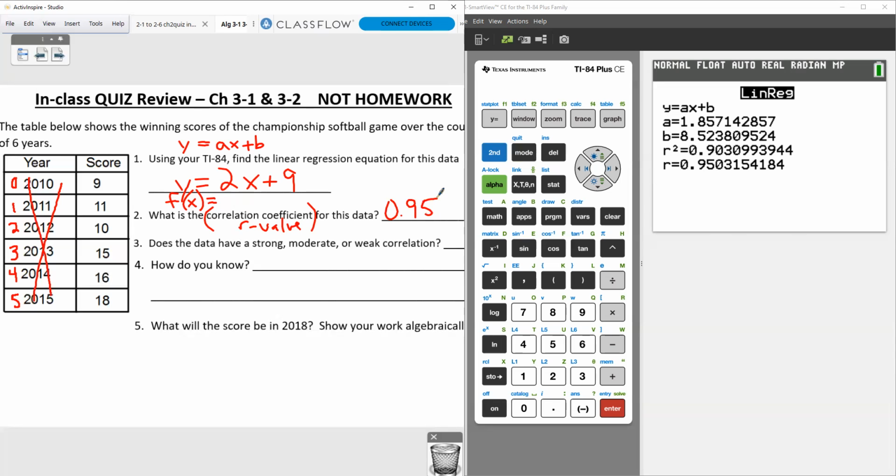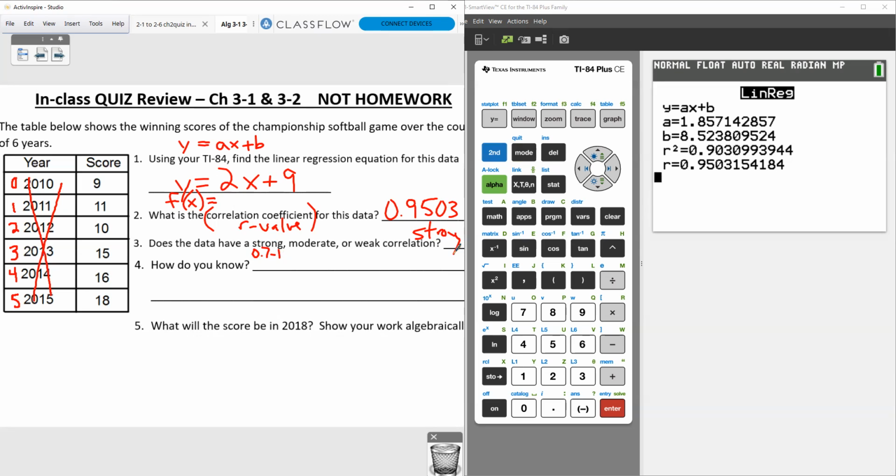So 0.9503. Be very careful because sometimes you might have a negative number in front of your A value. Sometimes you might have a negative number in front of your R value. So be very careful to put that negative sign if you have a negative. Does the data have a strong, moderate, or weak correlation? Strong is in between 0.7 and 1. So this would be a strong R value.